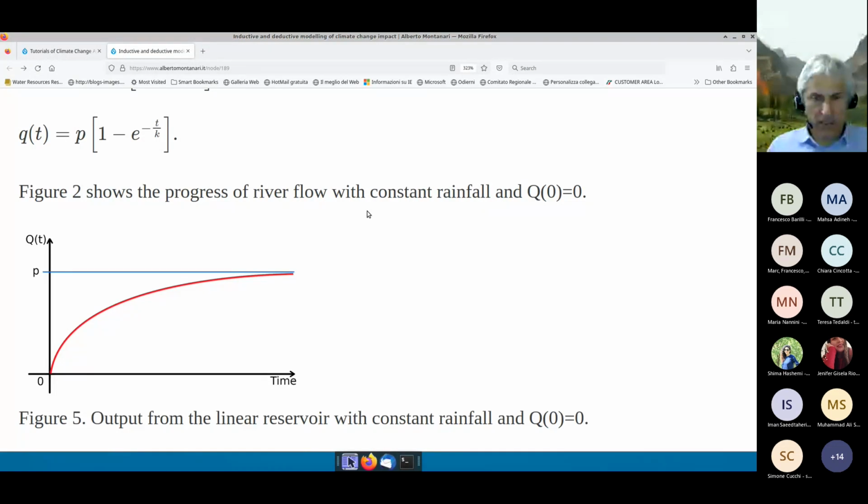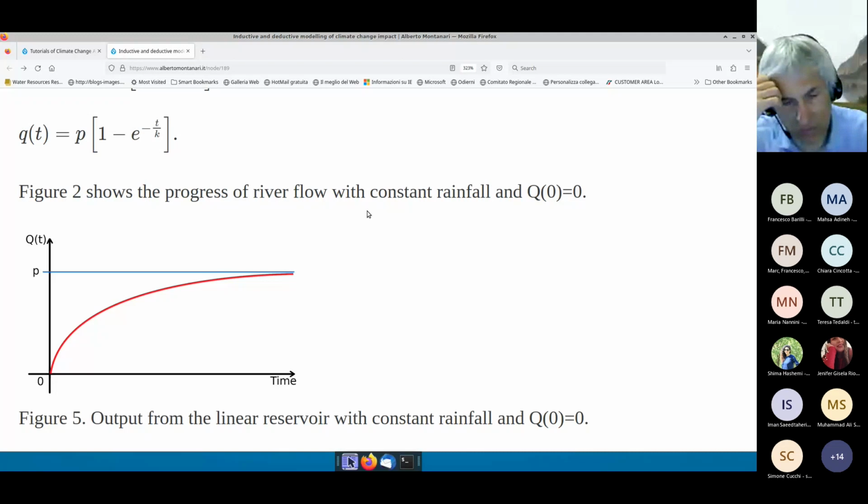So what does this graph say? One question of the exam may be, can you please draw a hydrograph from the linear reservoir with constant rainfall? What I am expecting is this hydrograph here. Remember that rainfall is net rainfall. So what we get is that we start from 0 with the hydrograph, which is perfect. And then asymptotically, the river flow reaches the intensity of rainfall.